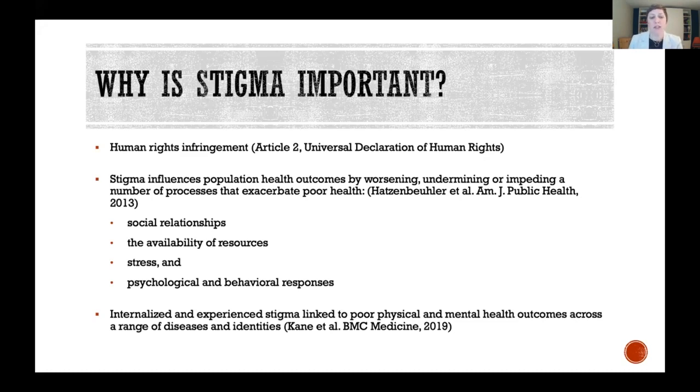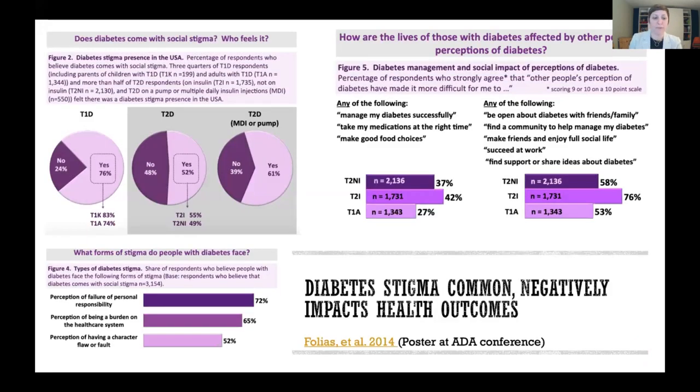Secondly, stigma influences population health outcomes by worsening or impeding a number of processes that exacerbate poor health, including social relationships, the availability of resources, stress, and psychological and behavioral responses. And lastly, recent research has documented the negative impact of internalized, perceived, and experienced stigma on various health outcomes across a range of diseases. To demonstrate this, let's take a quick look at diabetes stigma.